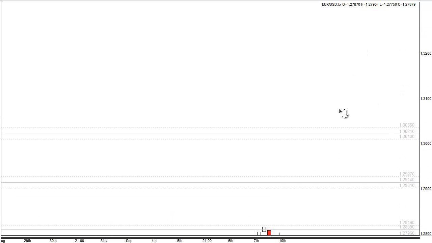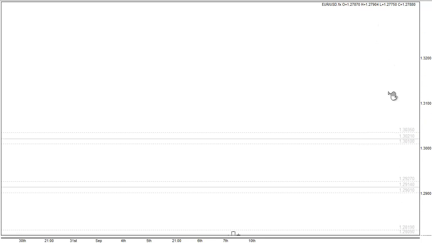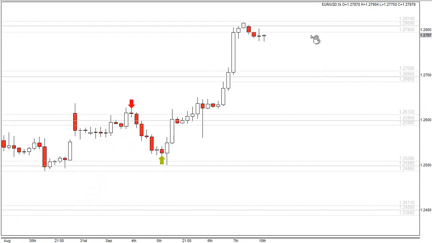I haven't got any placed higher than that, and I probably won't need it. I highly doubt price is going to move much past here this week. But if it does, I will update the analysis and I will add some areas up here. So let's take a look at the short side now.